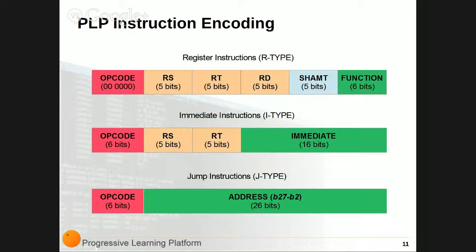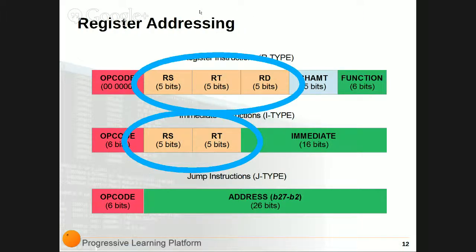So this is how PLP instructions are encoded in binary. The opcode tells the CPU what to do. The RS, RT, and RD are the register fields, which tell the CPU which registers to use. On the R-type, the shift amount field tells the shift instructions how many bit places you're shifting. You'll see later. And on the R-type, the function field tells the CPU what to do: adding, subtracting, multiplying, whatever. Cool?